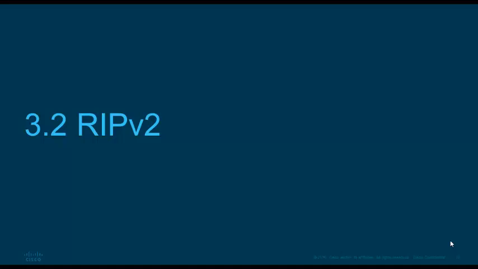So the other day we started with RIP version 2. We saw the differences. Version 1 is a classful protocol. Version 2 is a classless protocol. Version 1 will send updates to a broadcast address. Version 2 will send updates to a multicast address.